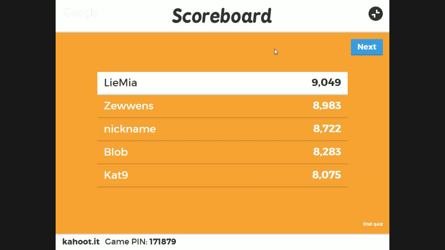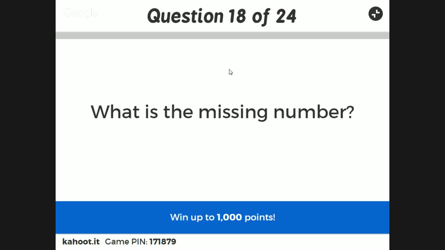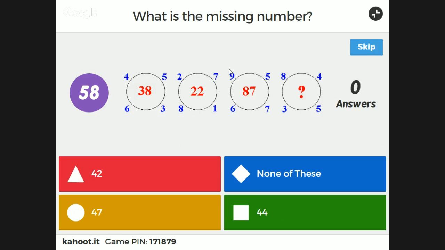Next question. What is the missing number? Which is the missing number? Oh, there's a pattern there somewhere. Let's see if we can get this one. So the missing number is obviously here by the question mark, right? You got that? So you use the outside number to get the inside number. That's the one inside.